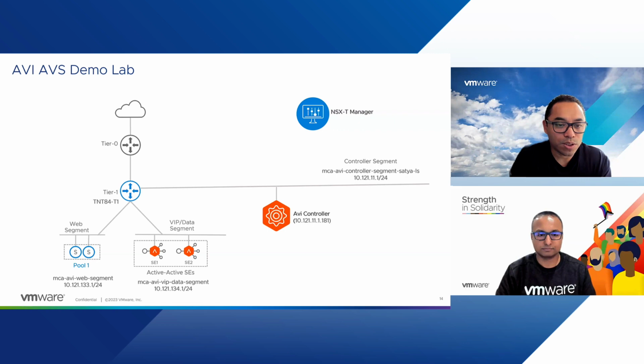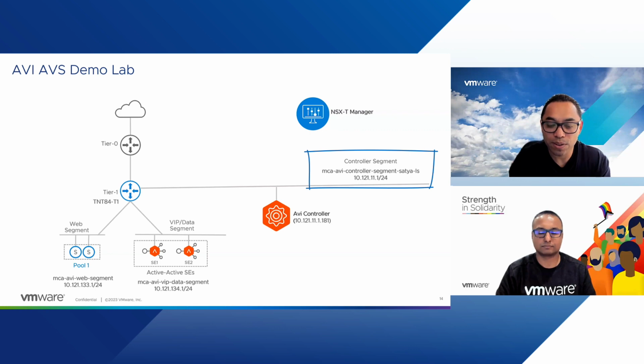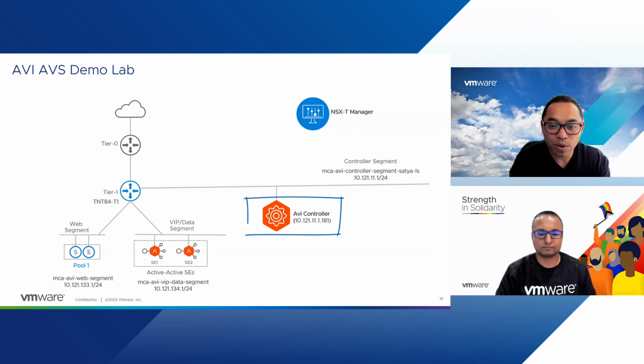As you can see in this diagram, in AVS, we have tier 0 and tier 1 deployed for us. You can see the name for tier 1, TNT84-T1, that's the tier 1 that we will be using. And that tier 1 has 3 logical segments, as you can see here. Let's start with the top one, the controller segment. There is a controller segment called MCA AVI controller segment, and its IP range is 10.121.11.1/24. That's the IP range that we're going to use for the controller. And the AVI controller will have an IP address of 10.121.11.181.